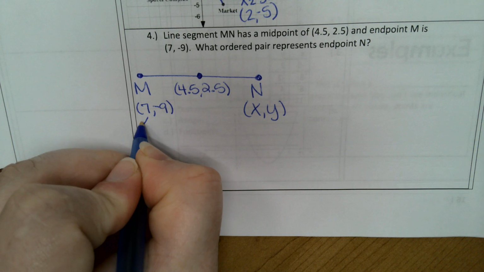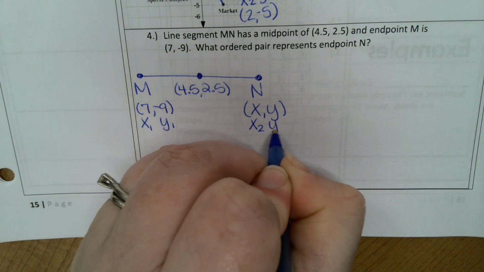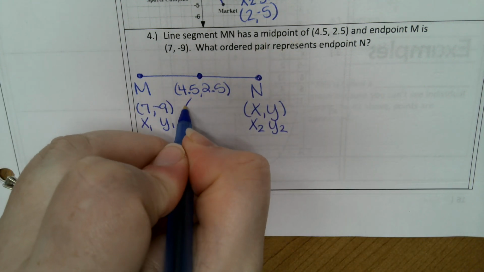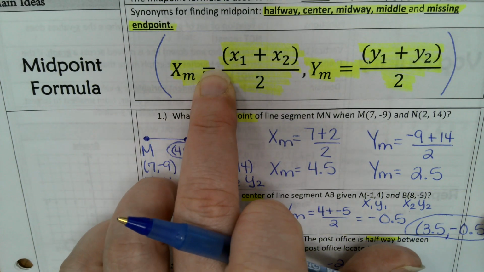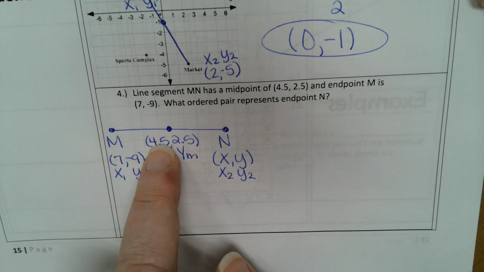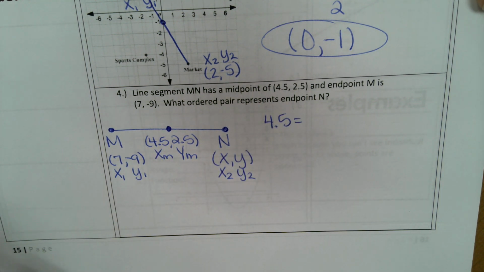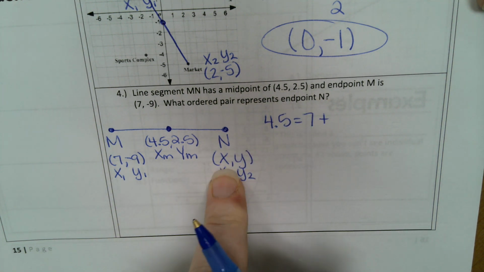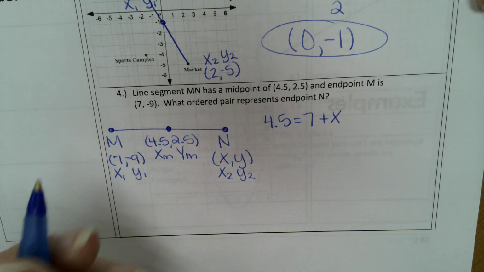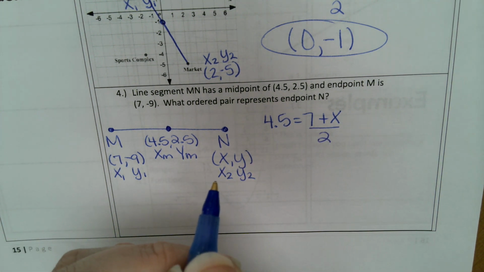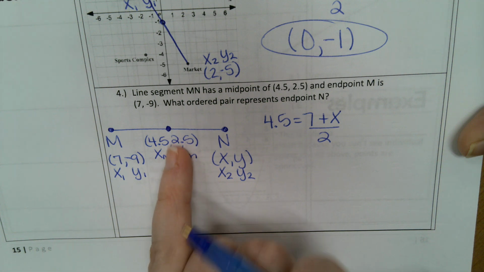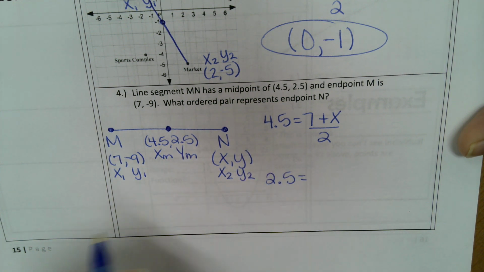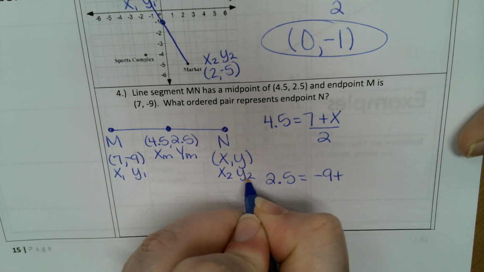When I go to label this, I label my starting point X1, Y1. My ending point is X2, Y2. But this is the middle. It's the midpoint. This is your XM and your YM. So if I'm using my midpoint formula, XM equals (X1 plus X2) divided by 2. Technically, I do the same thing for my Y's. I have YM equals, so it's going to be 2.5 equals (Y1 plus Y2) divided by 2.